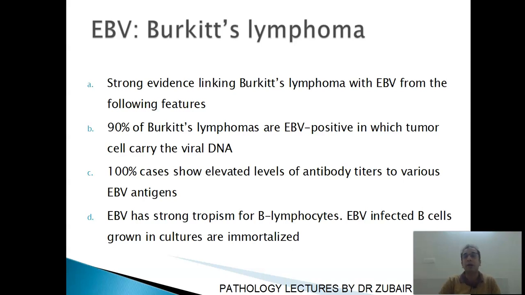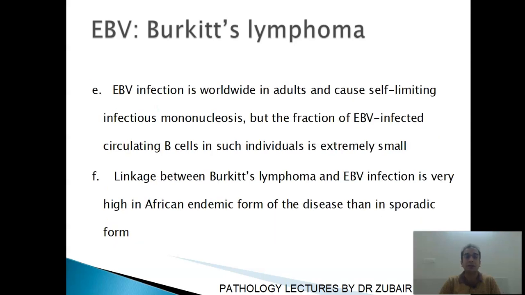100% of cases show elevated levels of antibody titers to various EBV antigens. EBV has strong tropism for B lymphocytes. EBV infected B cells grow in cultures and are immortalized. EBV infection is worldwide in adults and causes self-limiting infectious mononucleosis. But the fraction of circulating B cells infected with EBV in such individuals is very small, or extremely small.